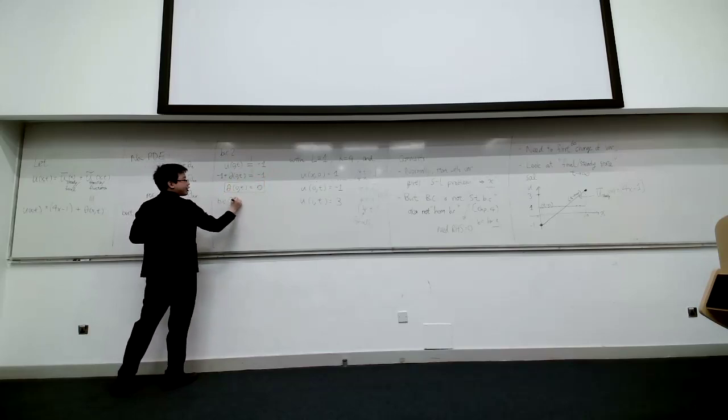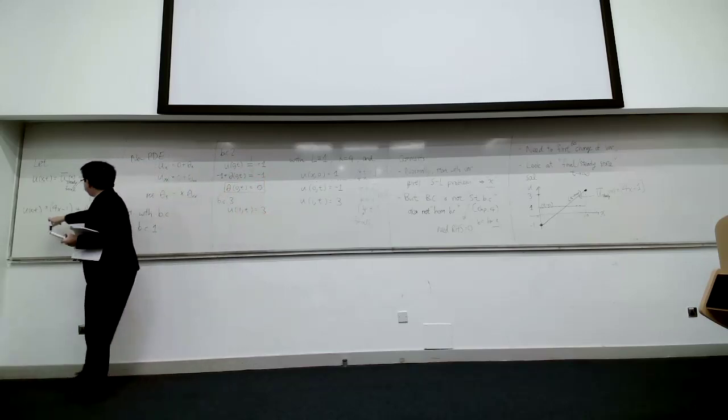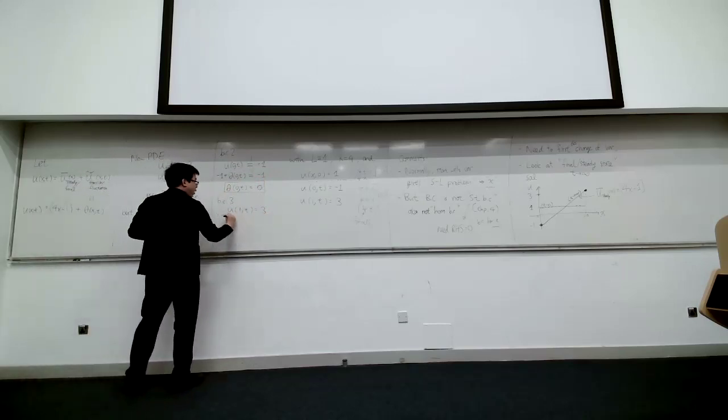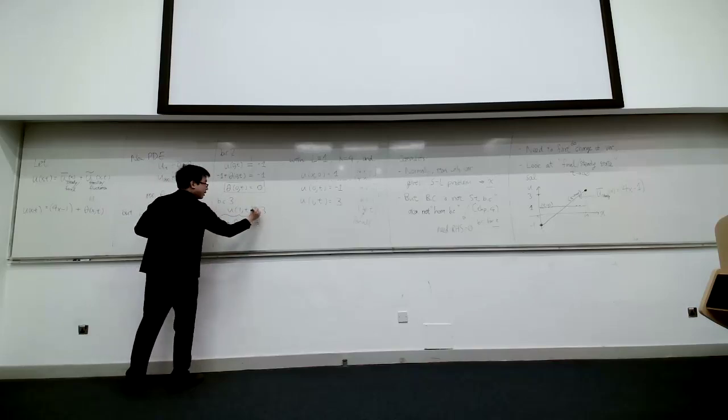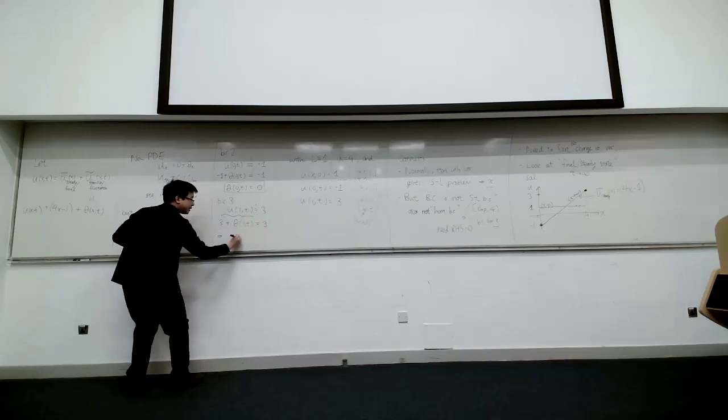And let's look at boundary condition 3. Originally, it has U of 1,t equals 3. So let's plug in U of 1,t. U of 1,t is 3 plus theta of 1,t. So I plug in x equals 1. And if I want that to be 3, this implies theta of 1,t equals 0.